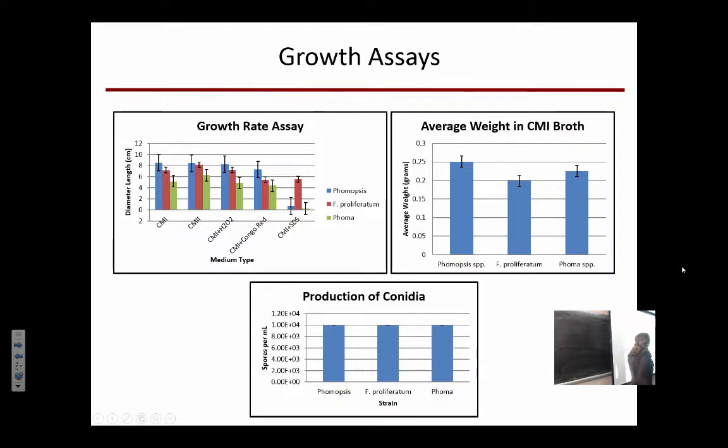And what I found was that Fusarium proliferatum didn't grow significantly faster or slower on complete media or complex media with H2O2 or complex media with Congo red. However, it did grow significantly faster on complex media with SDS.